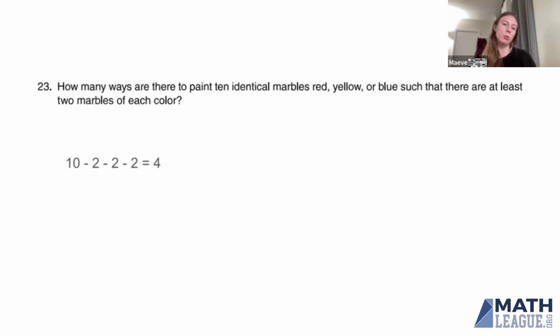And how we want to do this is we're going to put the 4 marbles in a row, like this. That's our 4 marbles. And then we're going to divide them into 3 categories: the red marbles, the yellow marbles, and the blue marbles. And we'll do that by putting little dividers between them. So here's one way we could do that.